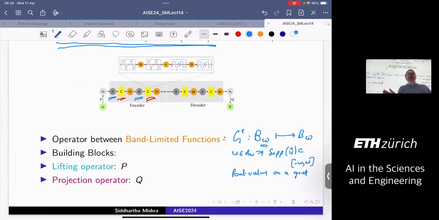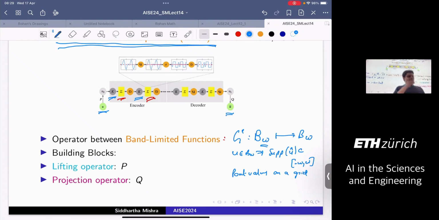So we are always going to operate between band limited functions. My input u is given as a band limited function, and my output is also going to be a band limited function. And in between, I'm going to process it through different steps, through different layers, and through different objects, right?